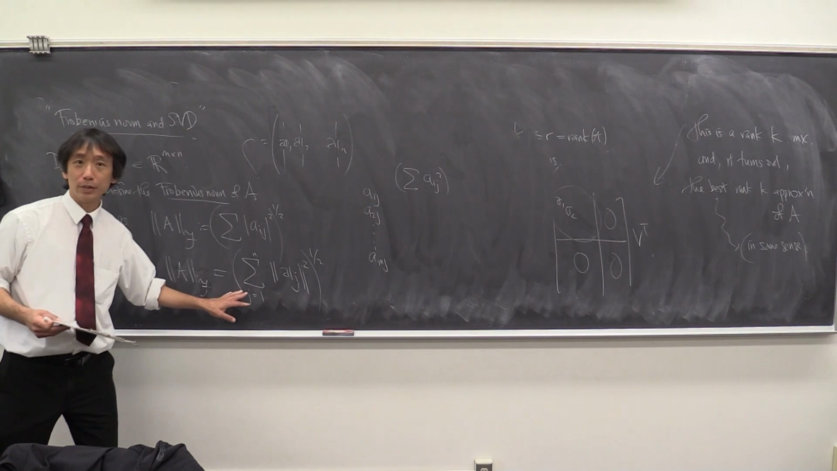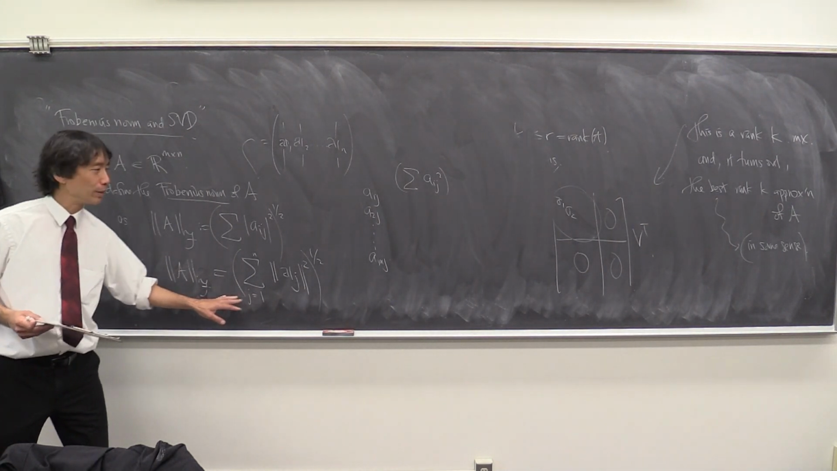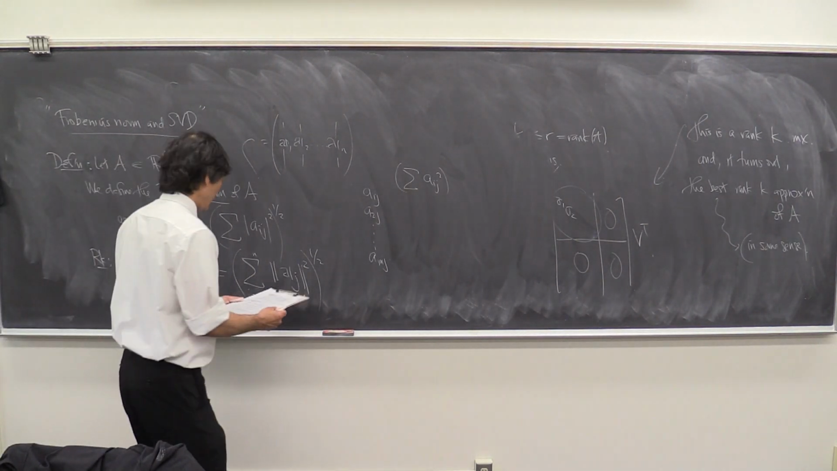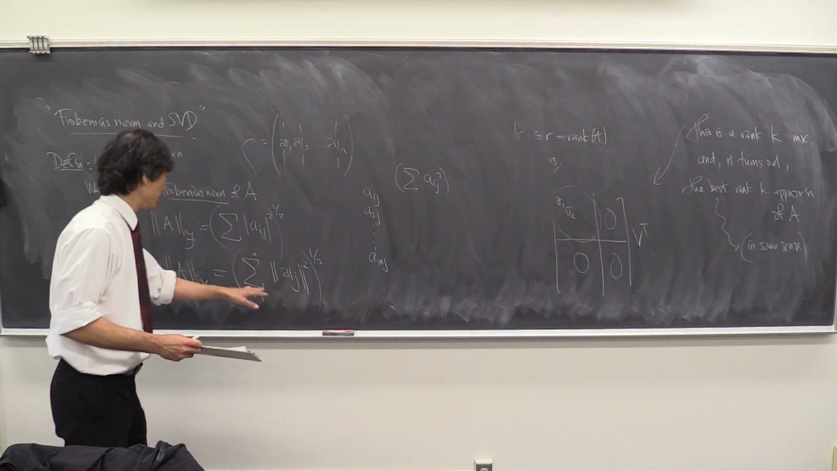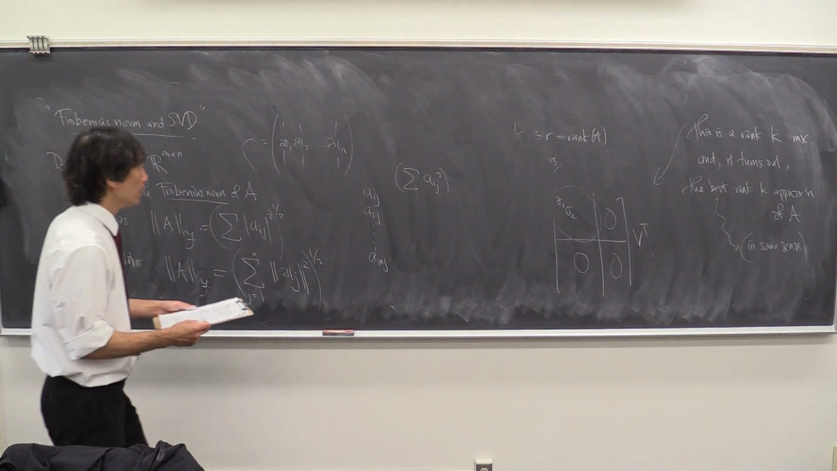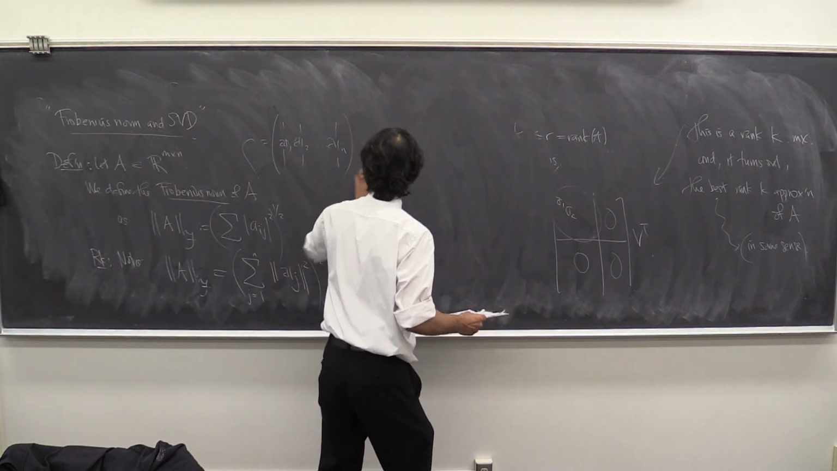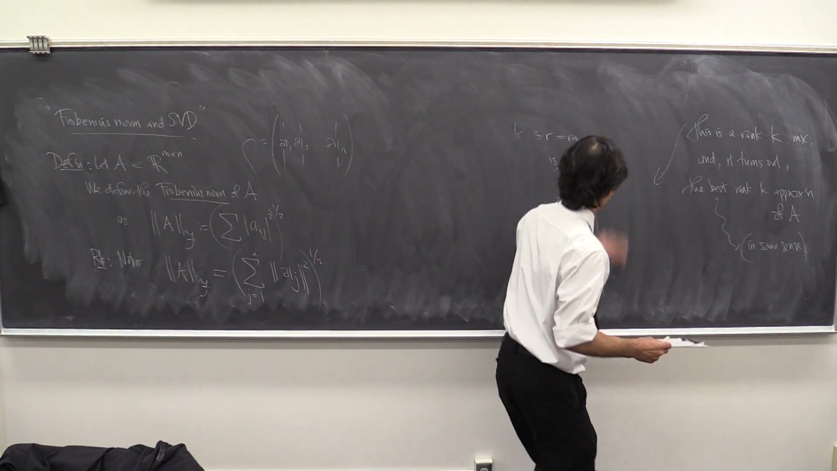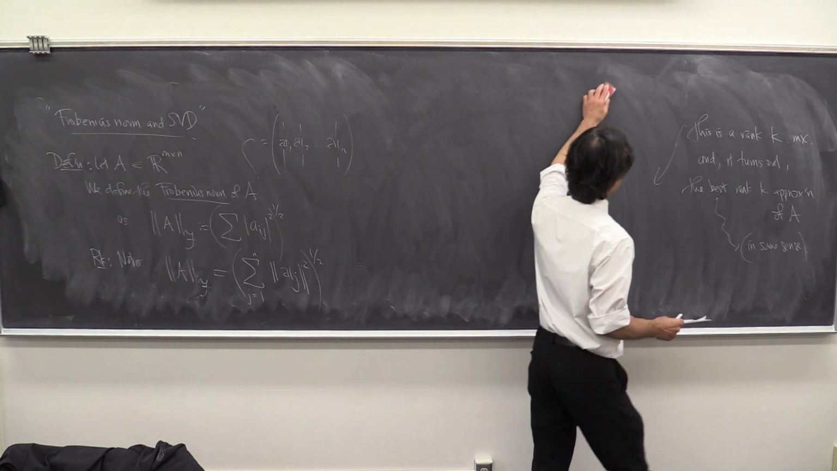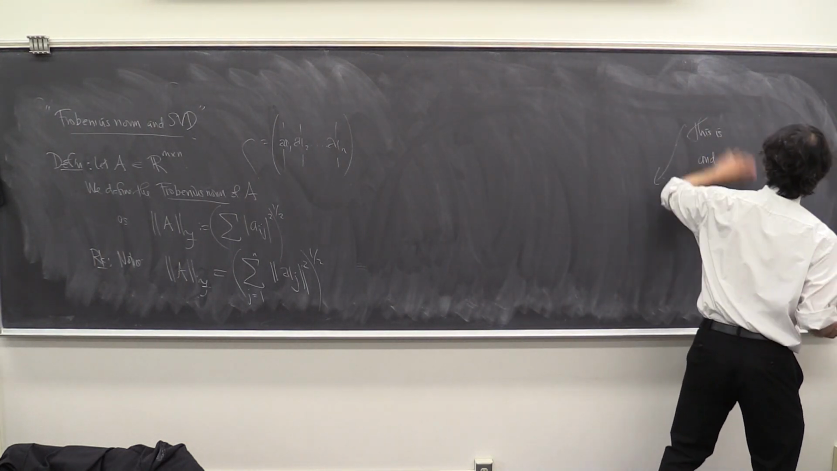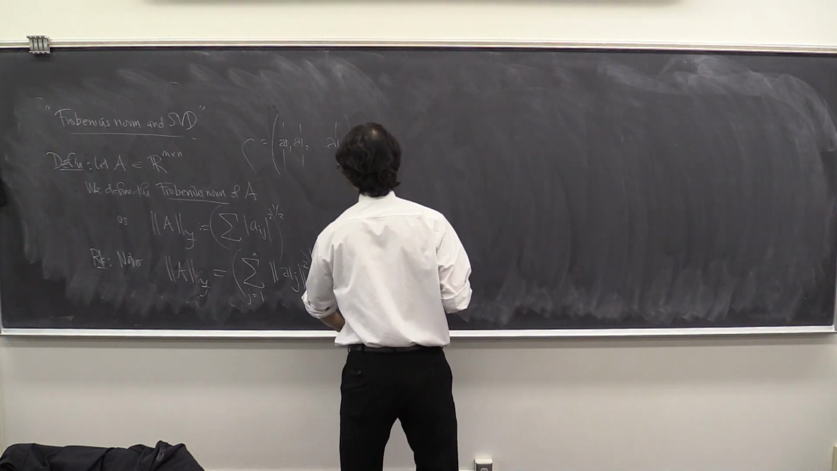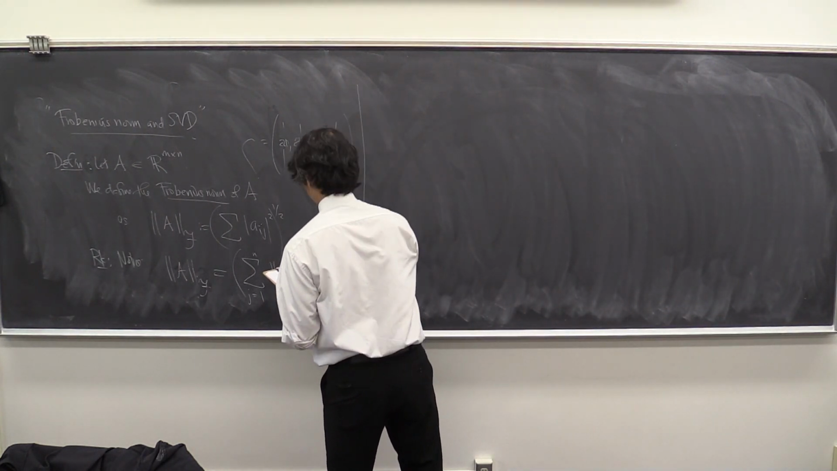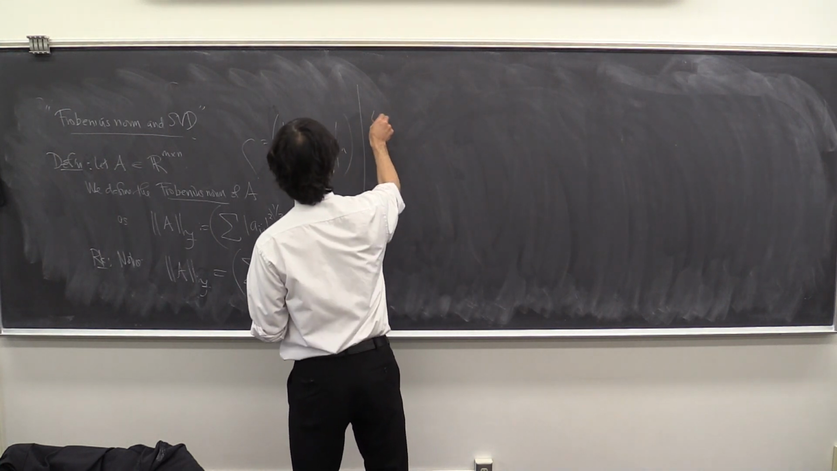Okay, is this all right? So, the sums of the squares of the norms of the columns. That's the Frobenius norm, just pretending that your matrix is a long vector. Okay, so, lemma.